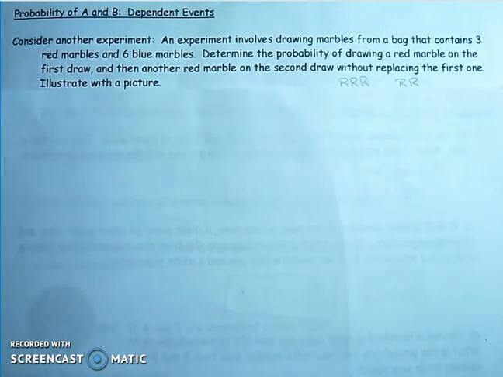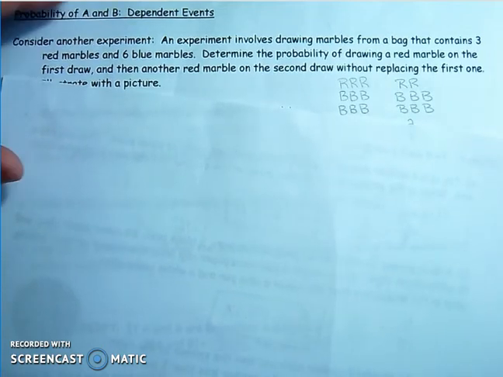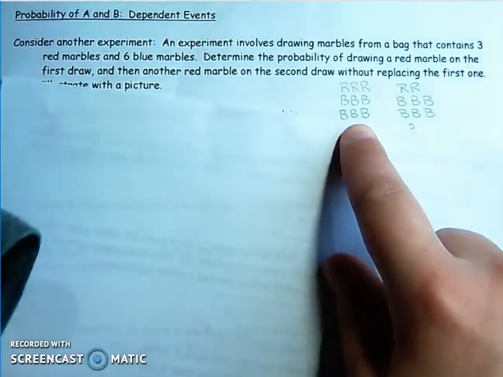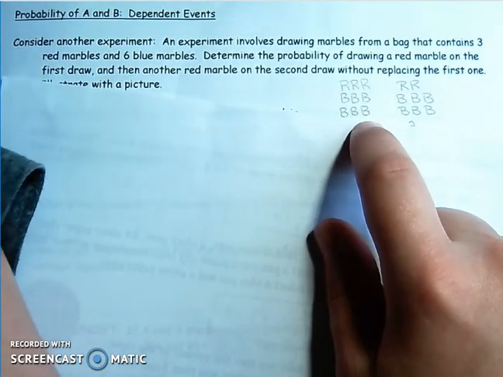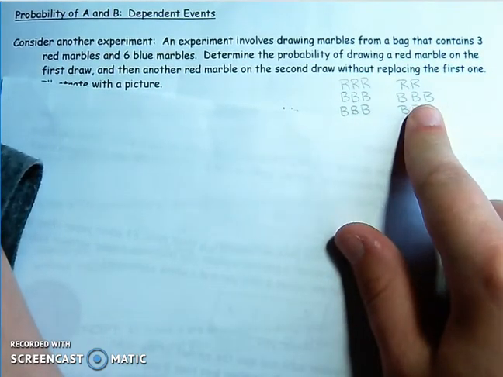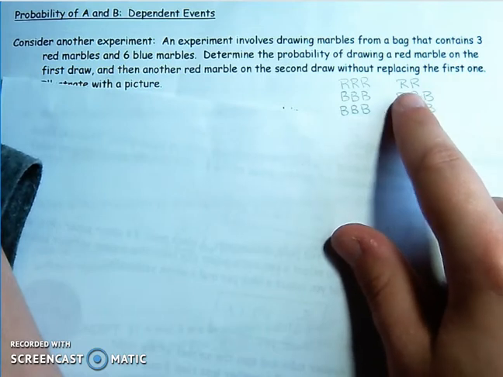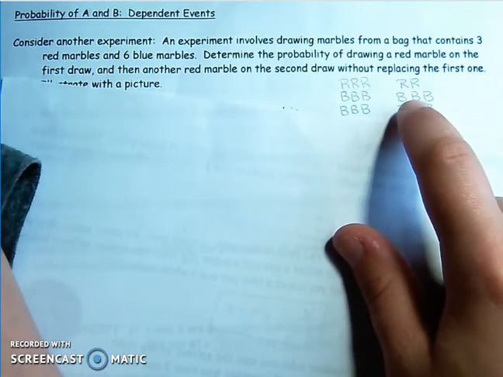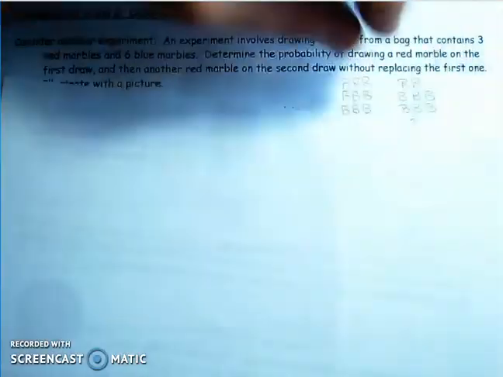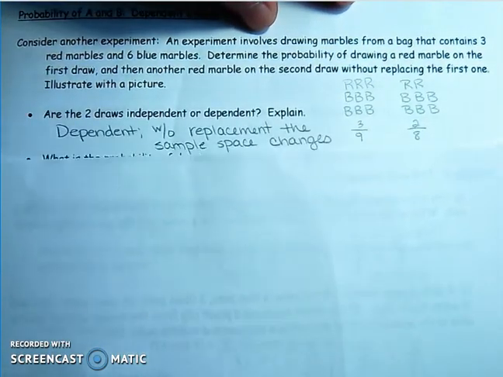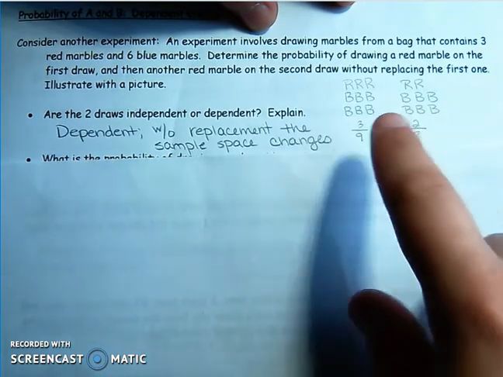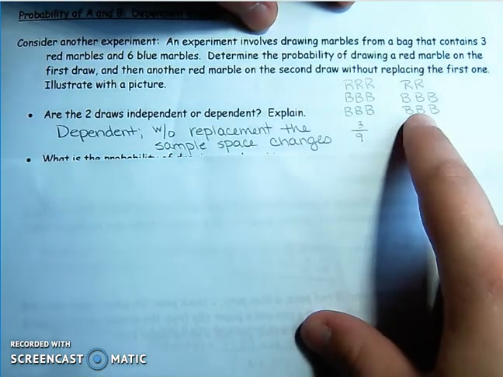We have marbles that we're drawing from a bag, 3 red, 6 blue, and we want to determine the probability of drawing a red marble on the first draw and then another red marble on the second draw without replacing the first one. So if I were to illustrate this picture, this is what it would look like. This is our original bag, 3 red, 6 blue. This is our bag after we've drawn 1 marble but not put it back. There are only 2 red because we're assuming the first one's red, and then there's still 6 blue. So the probability is dependent because our sample space went from 9 to 8.